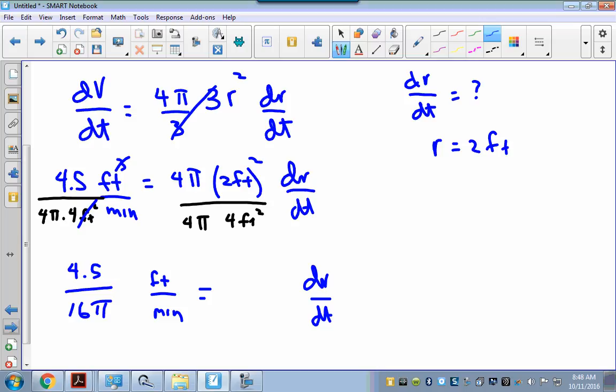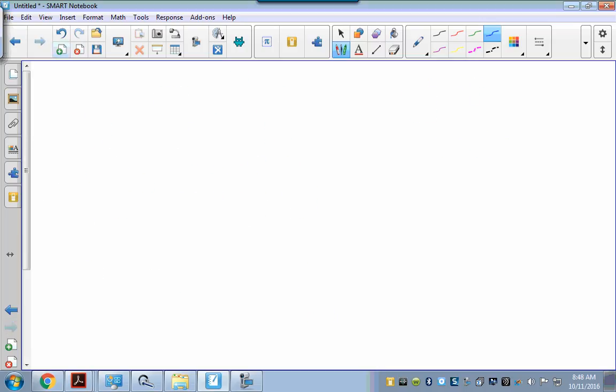Let's do a motion problem. These are in the exercises. I'm going to look at problems 5 and 7. So number 5 has a point moving along the graph, and dx/dt is 2 centimeters per second. Find dy/dt. And the graph, the geometry equation, y is equal to 2x squared plus 1.